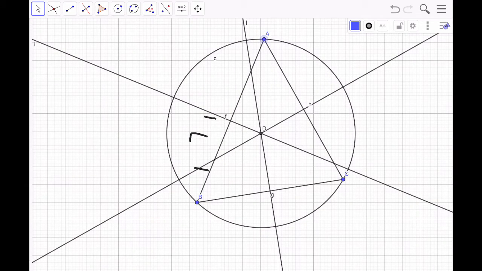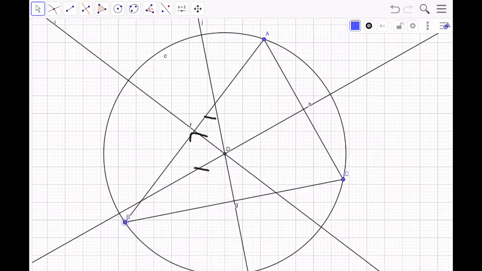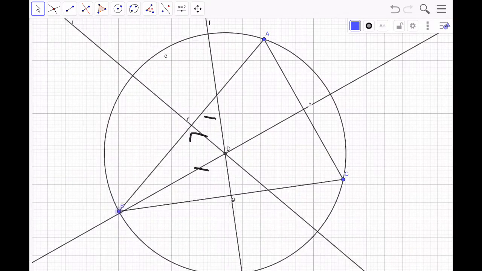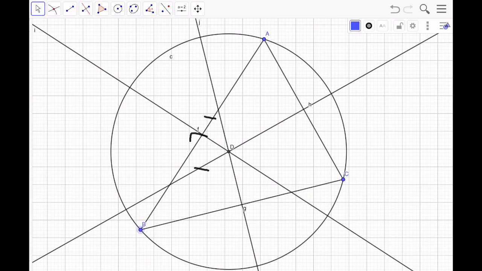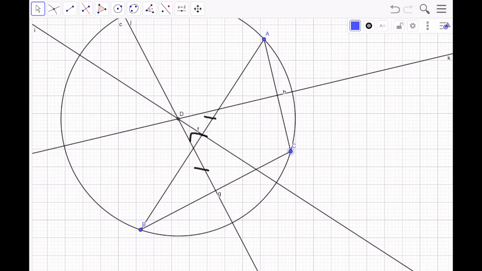Now let me take point B and try to move it around, and I can create any triangle by moving this point B around, right? Similarly, I can do it with point C. Okay, so why does this work? Something which I leave it up to you to think about.